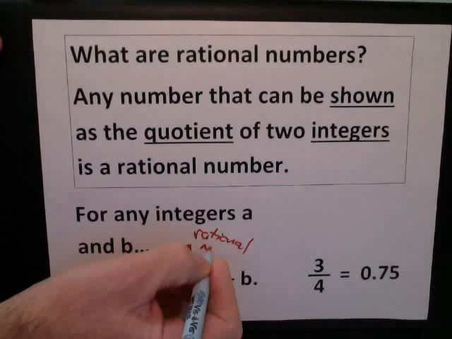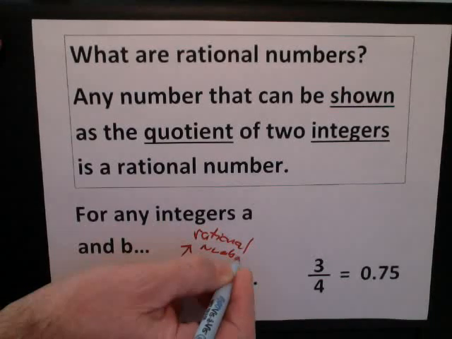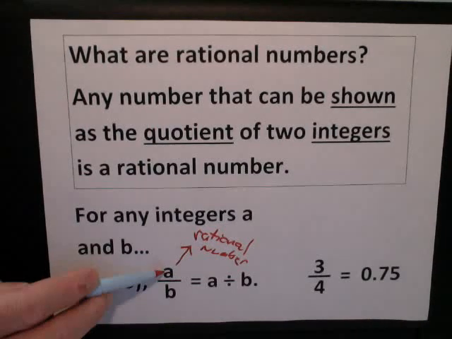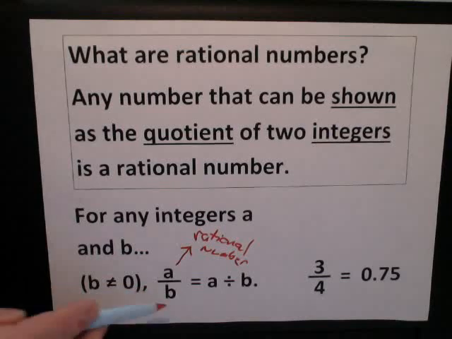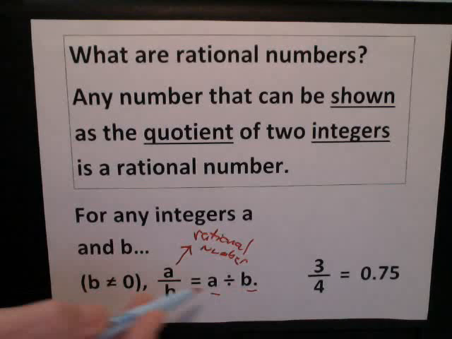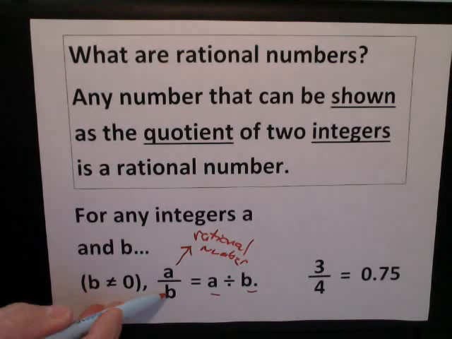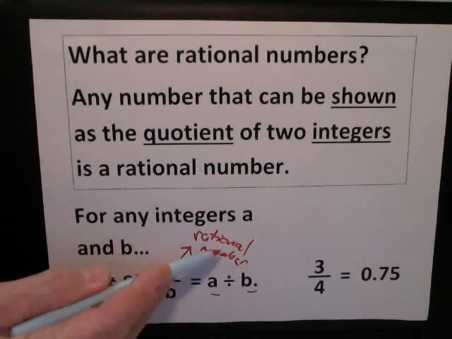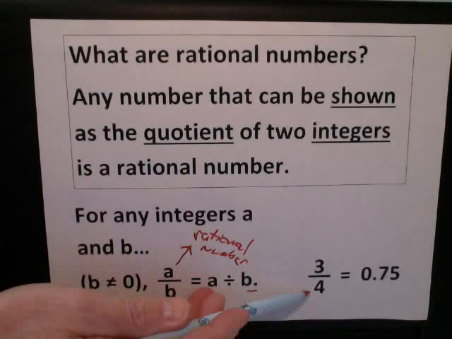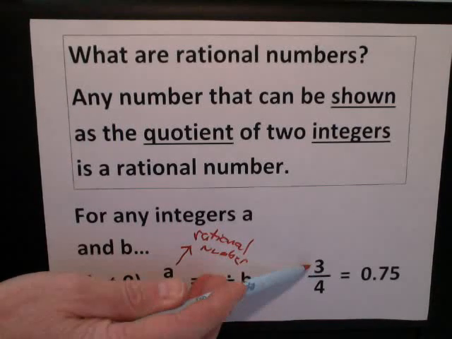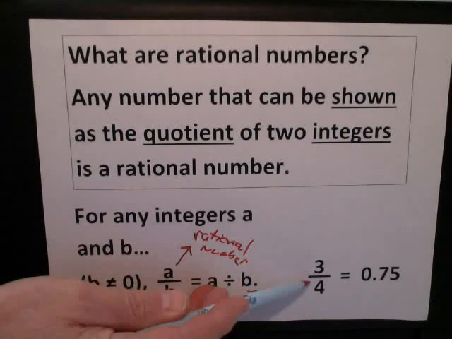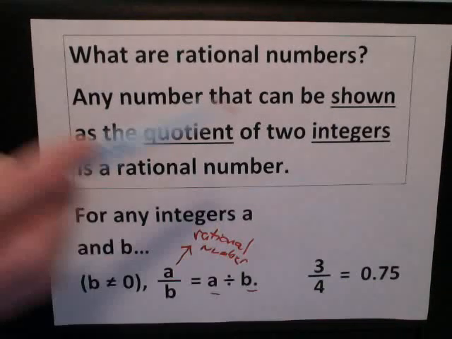And no matter whether it's positive or negative, as long as these two numbers are integers, you'll get a rational number because you will get a quotient. In other words, if you divide a by b and b is not 0, because you can't divide by 0, you would end up with a rational number. So for example, if you look at 3/4, 3 is a positive integer, 4 is a positive integer, and if you were to divide those, you would get 75 hundredths.